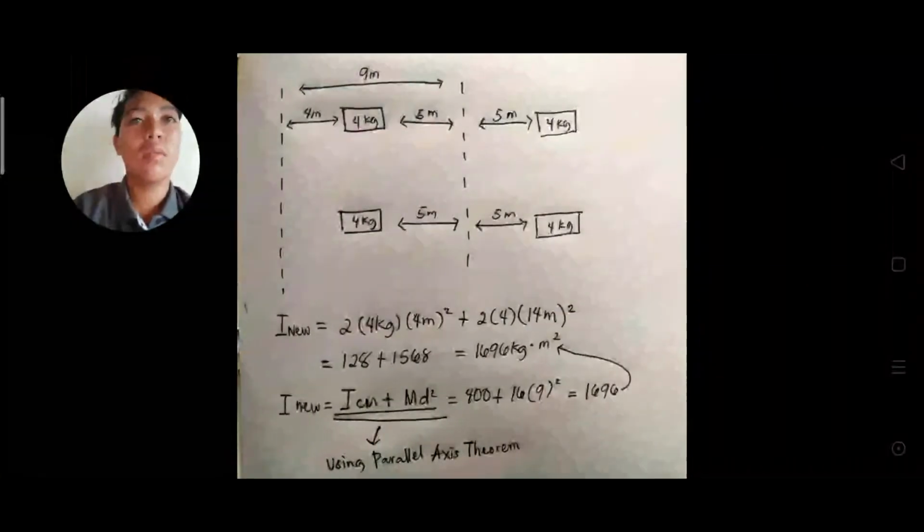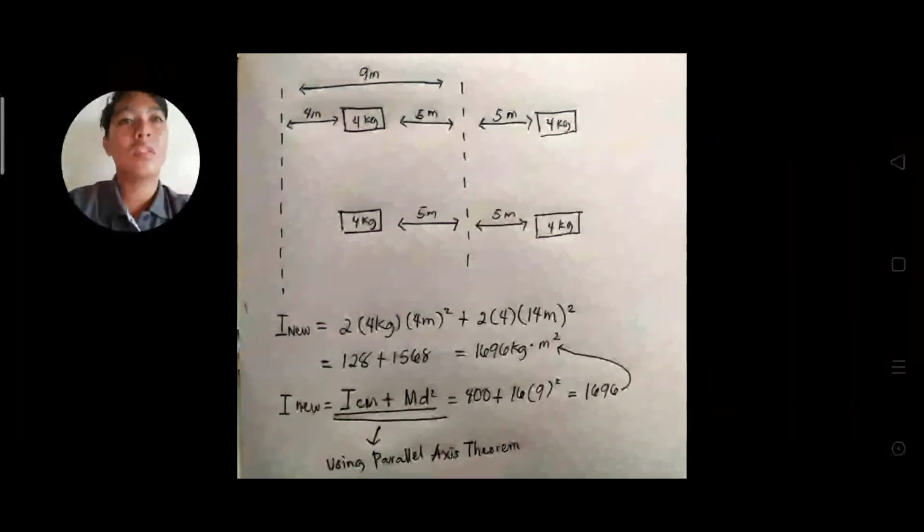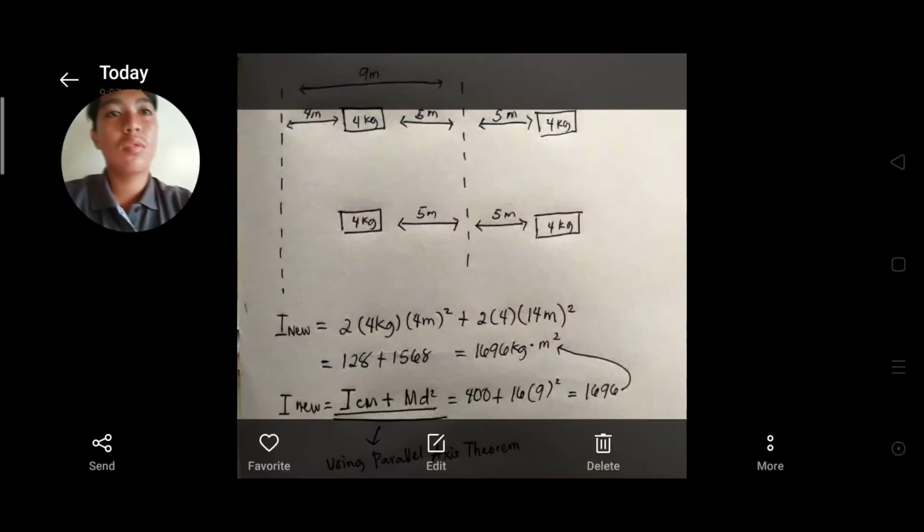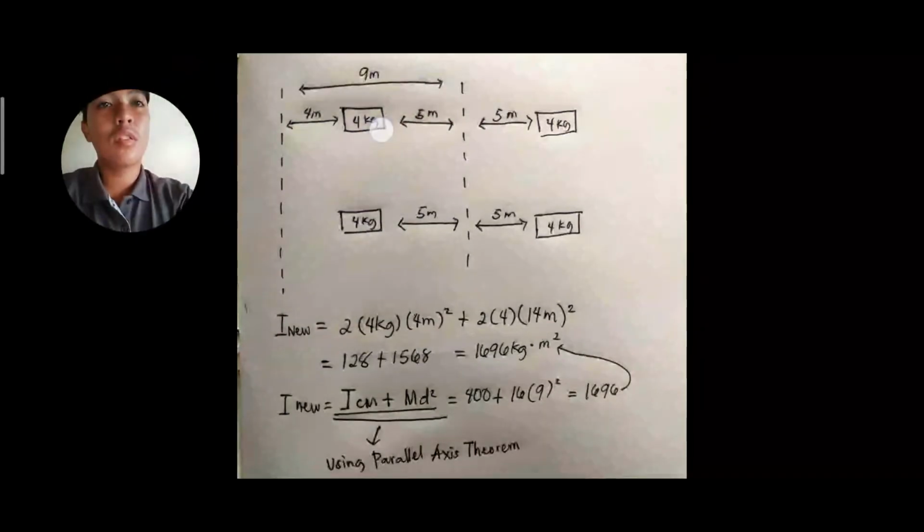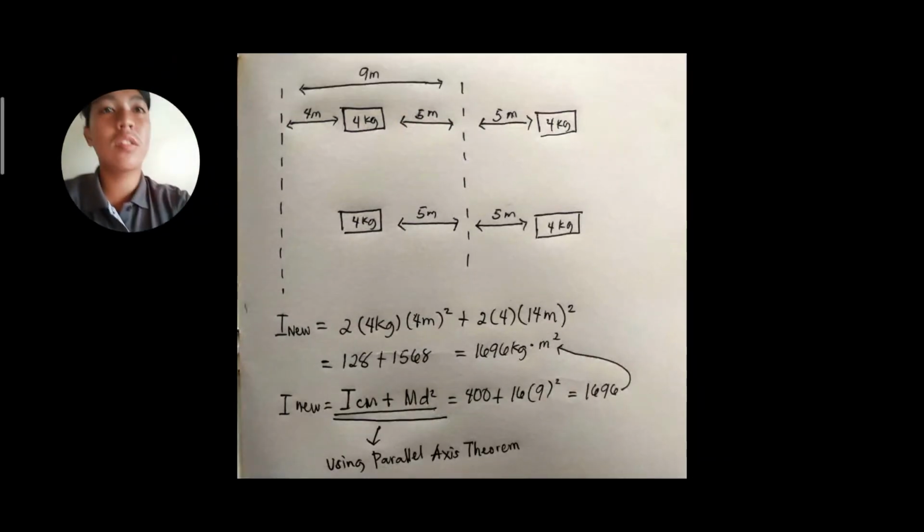So we will move the axis of rotation 9 meters away. To get the new inertia, these two blocks are 4 meters away from the new axis of rotation.